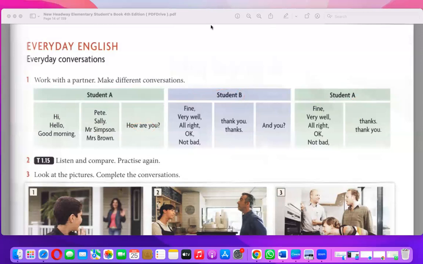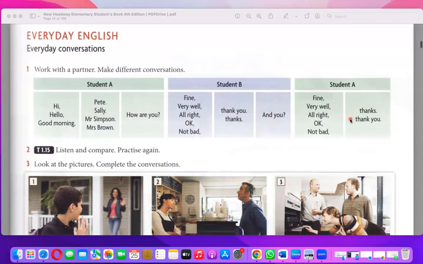Okay, I'll give you 1 minute. Try to write a short conversation. For example, hello, Sally. How are you? All right, thanks. And you? Okay, thank you. You choose one word from each box and make a short conversation. Okay, you have 1 minute. Write it in your notebook, please. And one by one, you will read the conversation for me.